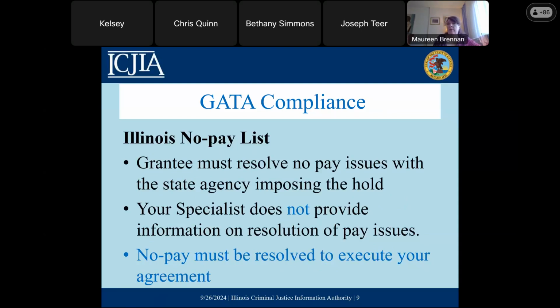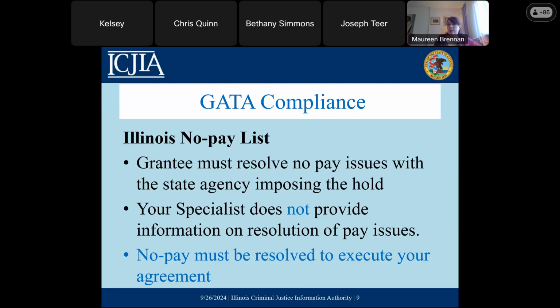We also want to talk a little bit about the Illinois no pay list. We'll go into a lot more detail in a couple of sessions about the no pay list, but basically, if you're one of the agencies under GATA and you're completely out of compliance and we want to turn off the tap on the funding, you'll be placed on the no pay list. We'll go into more detail in a couple of weeks. But during this negotiation phase, if your grant specialist can see that you're on the no pay list, that's flagged in the GATA portal. If they see that, they'll alert you to that. But again, they won't be able to help you get back into compliance to get off of that no pay list.